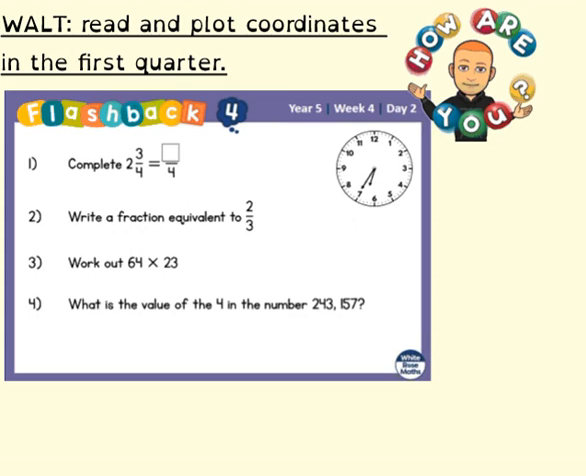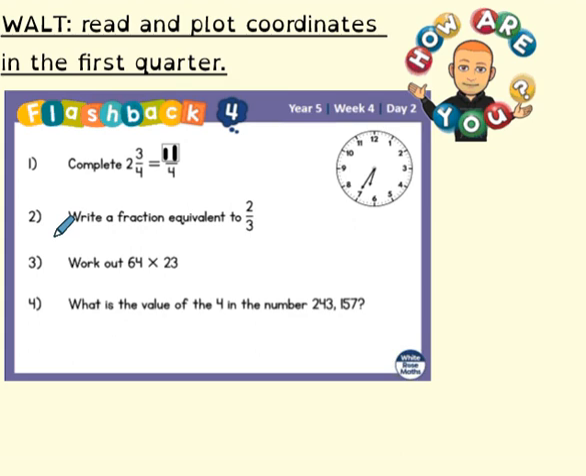Pause the video now. Question number 1, complete 2 3/4, and we're looking for here the equivalent of that written as an improper fraction. So to convert from a mixed number to an improper, if you can remember from way back now with our virtual maths lessons weeks and weeks ago, we do the whole number times the denominator. 4 times 2 is 8. Add on my numerator, which will give me 11/4. These two fractions are equivalent. First one written as a mixed number, second one written as an improper fraction, where the numerator is larger than the denominator.